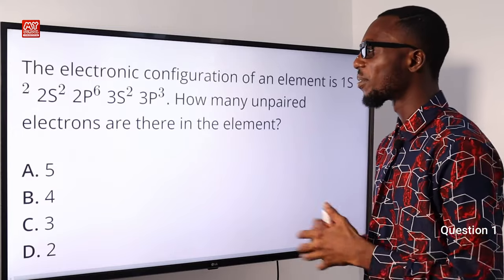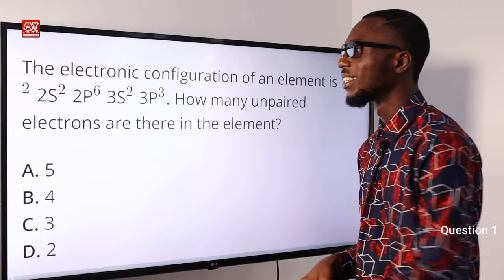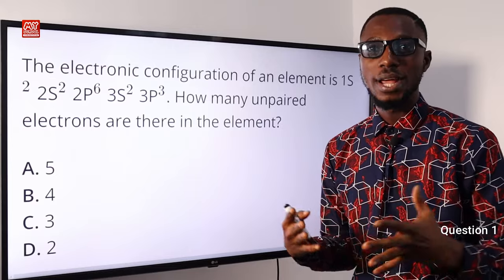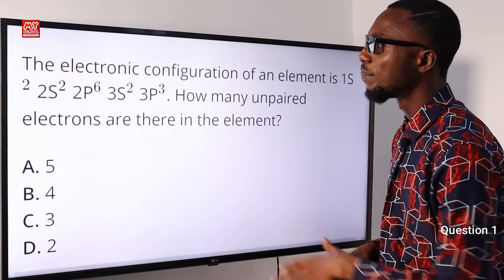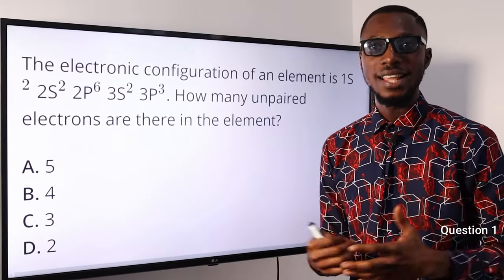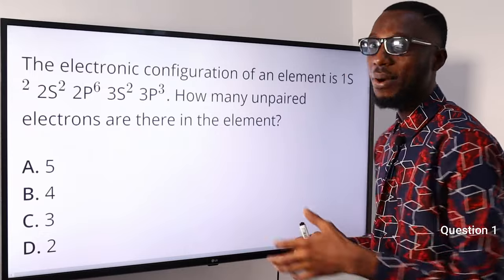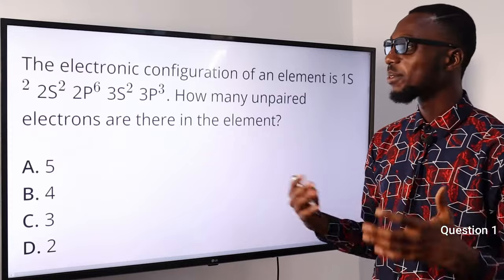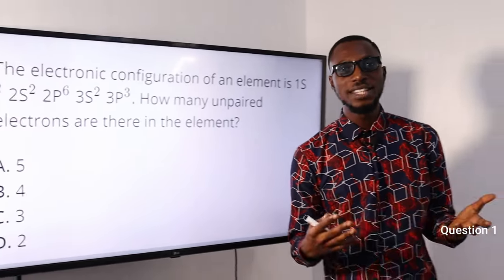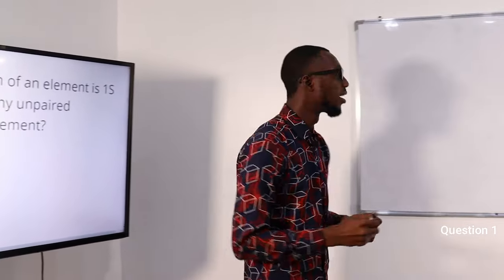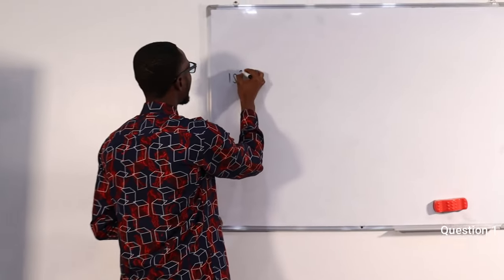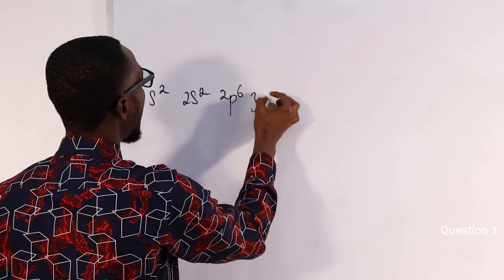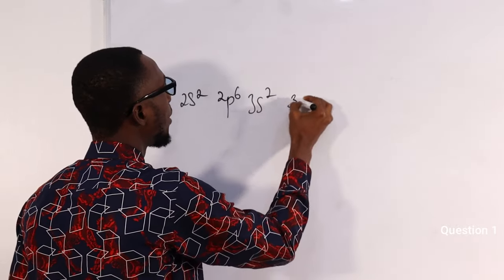Okay, so this is just all you have to do. You have to just recall that the s orbital can only be filled up with 2 electrons maximum. The p orbitals can contain 6 electrons, and the d orbitals of course can hold up to 10 electrons. So let me just show you how to fetch this out. So we have the configuration 1s2, 2s2, 2p6, 3s2, and 3p3.